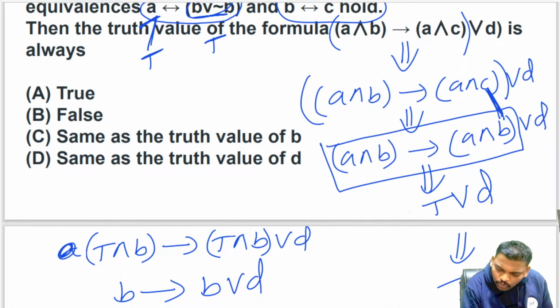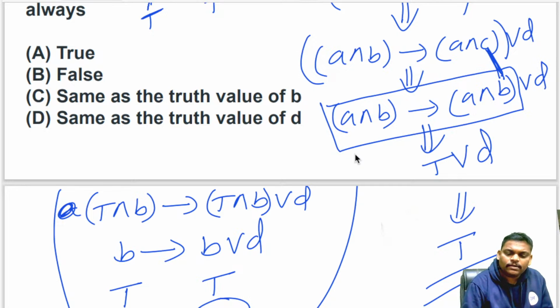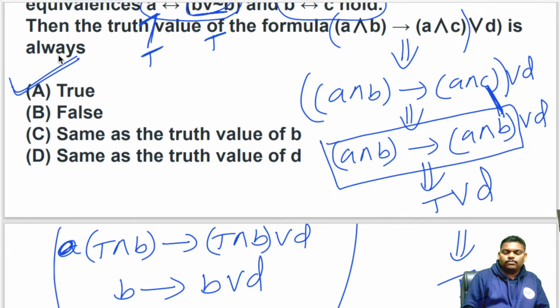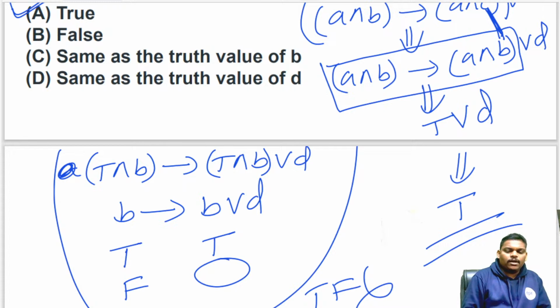See, if the B is true, this is also true. If it is false, it doesn't matter. Whatever it is, no problem. So there is no question of true false. So this is always equal. So the answer is what? Tautology is always true. See, TF combination is not possible. TF combination, no chance.